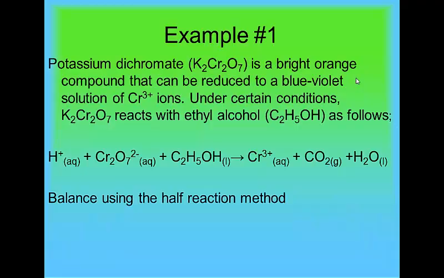Here's example number 1. Potassium dichromate is a bright orange compound because of the dichromate, that can be reduced to a blue-violet solution of chromium ions. So bright orange for the dichromate, blue-violet for the chromium ions. Most of your transition metals are very colorful in solution. Under certain conditions, the potassium dichromate reacts with ethyl alcohol as follows. Notice the reaction given is the net ionic equation, and that is usually the reaction you will be given on the AP exam, in the net ionic equation form.